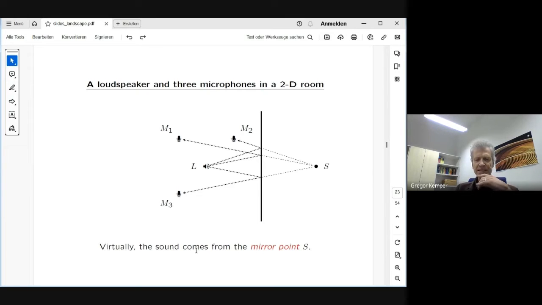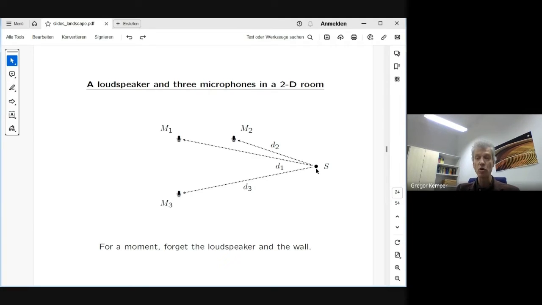but this can be modeled by a mirror point. So this bouncing of the sound rays is the same as if the sound was just from the onset sent from an echo point S, which arises from mirroring the loudspeaker at this wall here. Okay, so that's the so-called mirror point. It's a virtual sound source. And then, having done that, we might as well forget about the wall altogether.